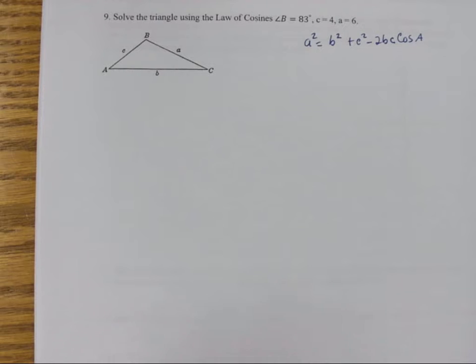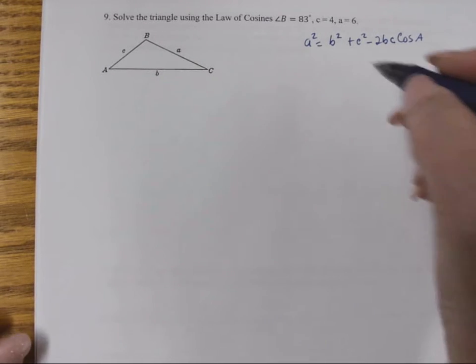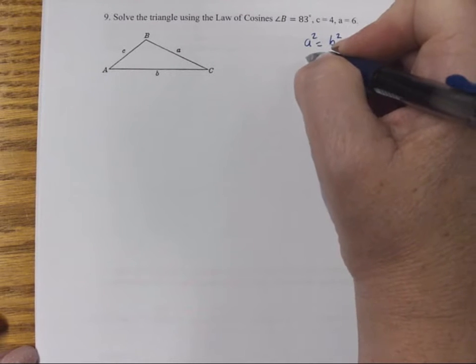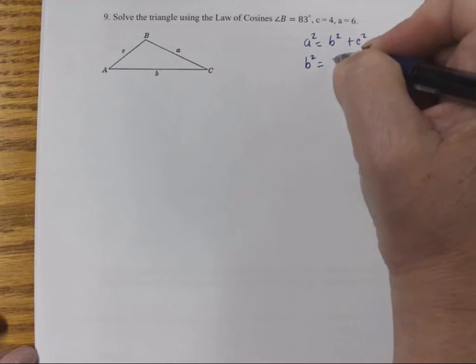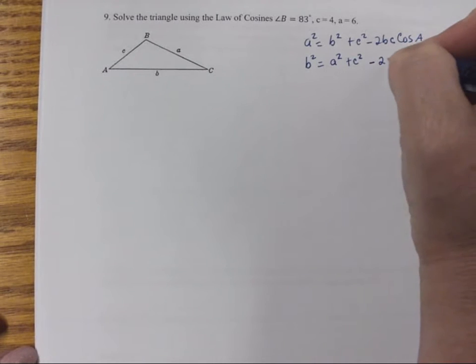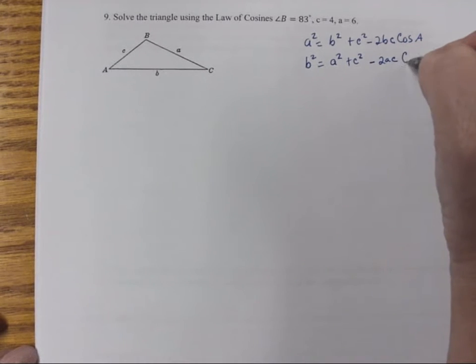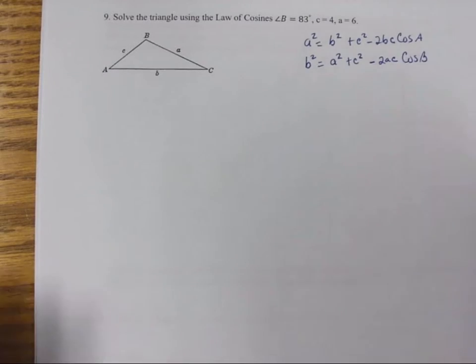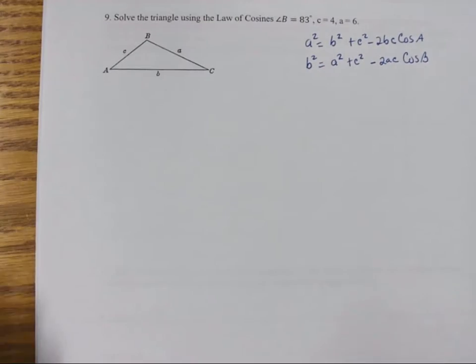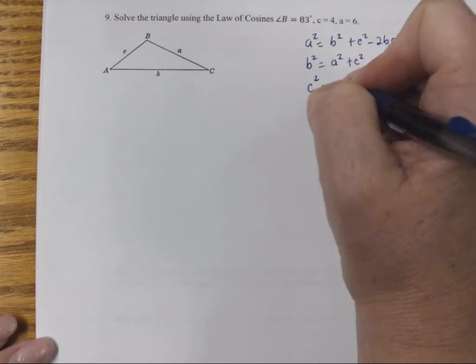So they kind of match up so that you can manipulate this if you were actually trying to find b squared, or using the cosine of B, which we're going to use. We have b squared is going to be equal to a squared plus c squared minus 2ac times the cosine of B. So again, my b's match at the ends and the a and c are in the middle. Same will happen with c squared.